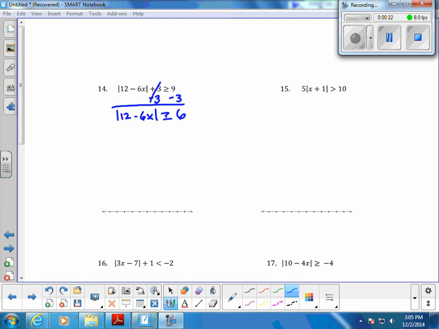Now I'm ready to break it apart into two inequalities, so I get greater than or equal to 6 one time, exactly the same without the absolute value bar. The second time, flipping the inequality and making it a negative. Okay, you come back over here and we're just going to solve.